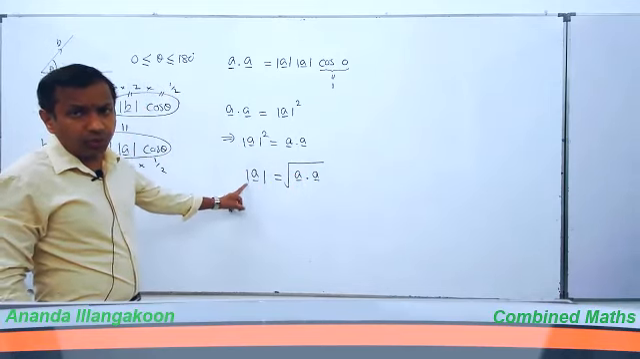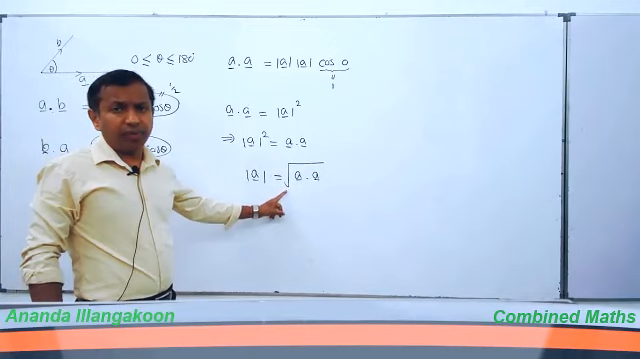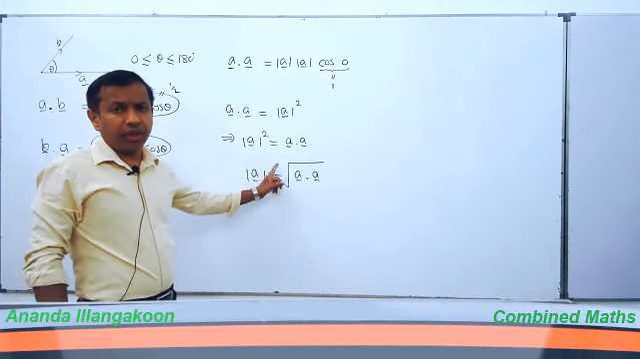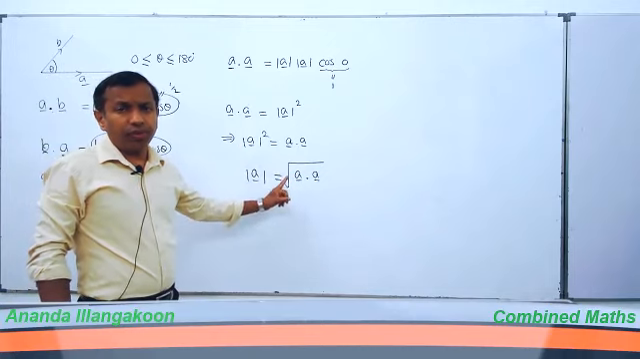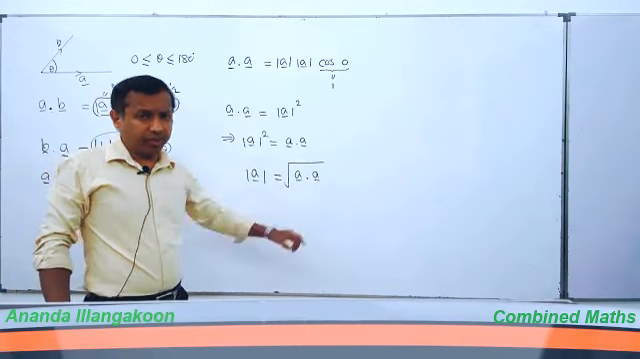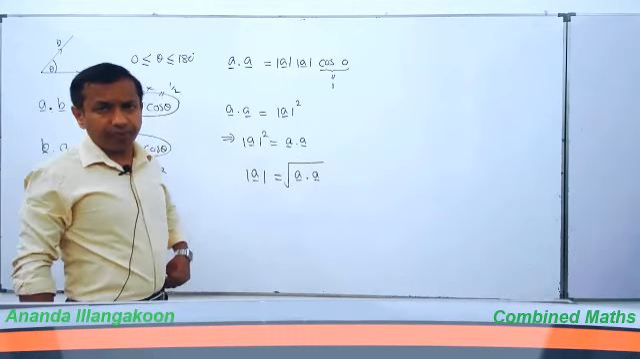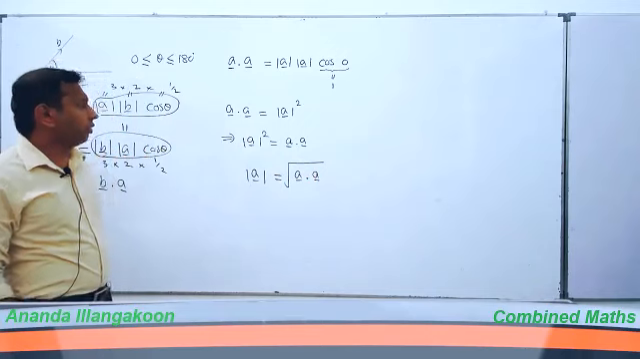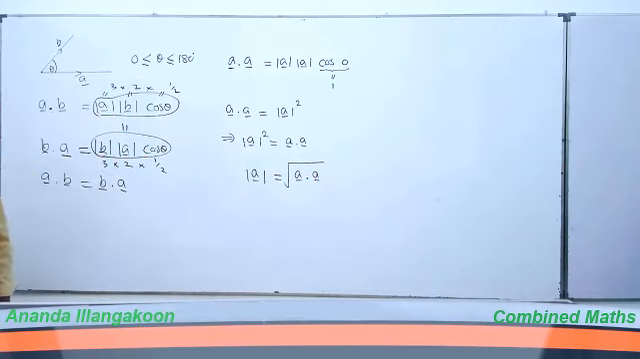The modulus of any vector can be found by taking the square root of that vector dotted with itself. Okay, right. That is the second property we learned.